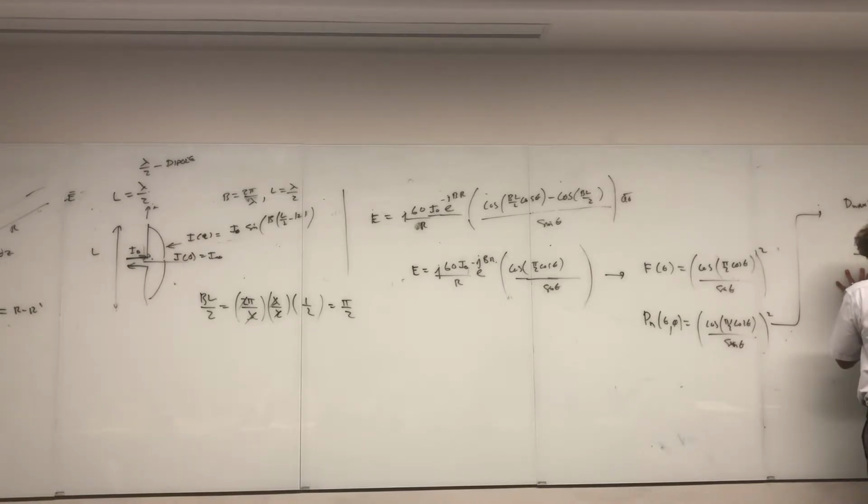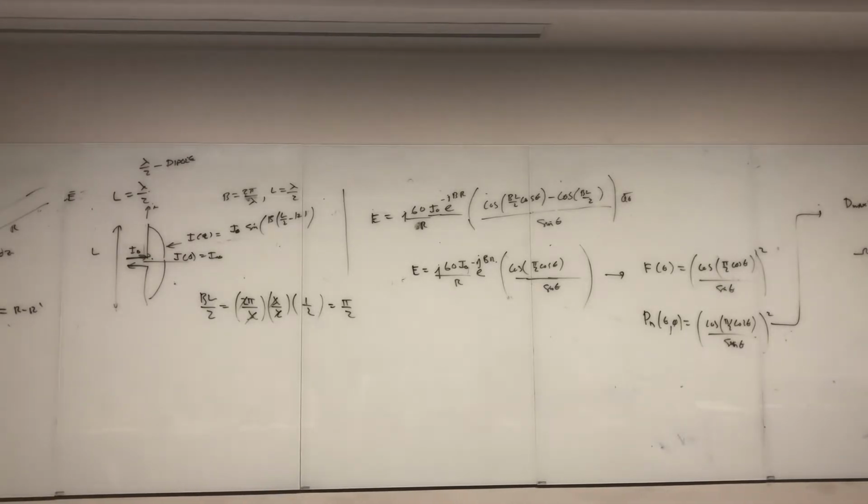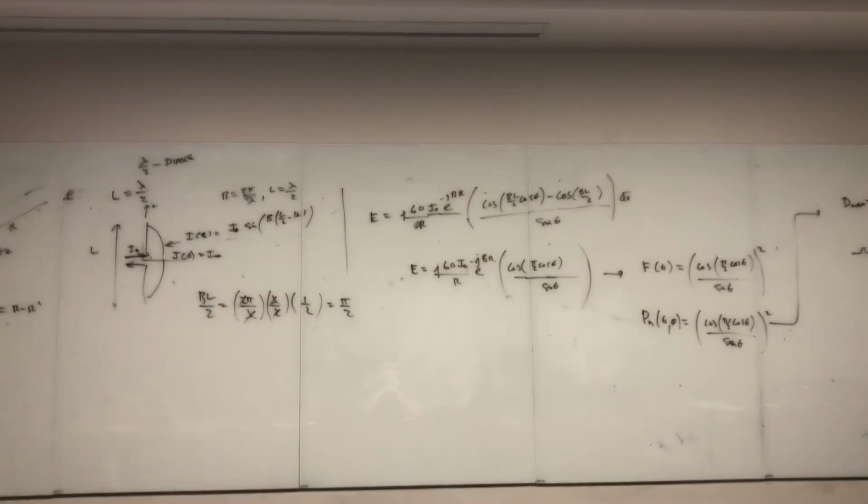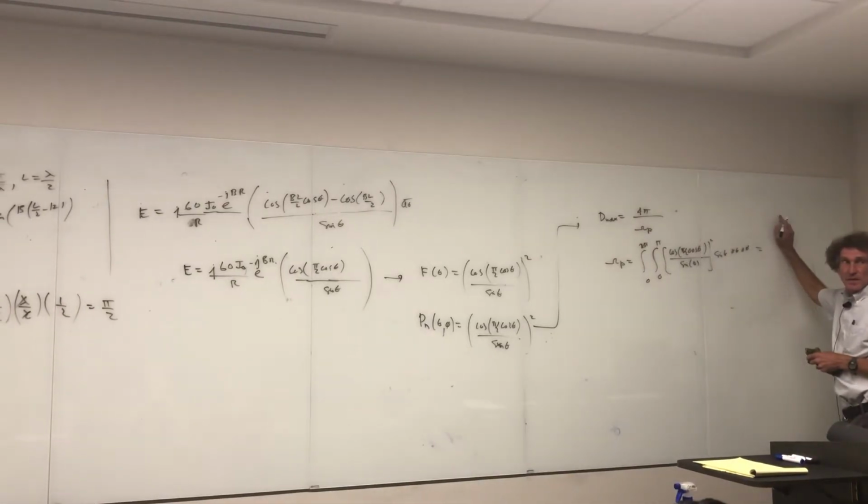From 0 to pi of that, which is cosine of pi over 2 cosine of theta all over sine of theta squared times the sine of theta times d theta d phi. And you can do this integration. Let me give you a heads up. The d phi from 0 to 2 pi doesn't do a thing except bring out a 2 pi. You all see that, class?